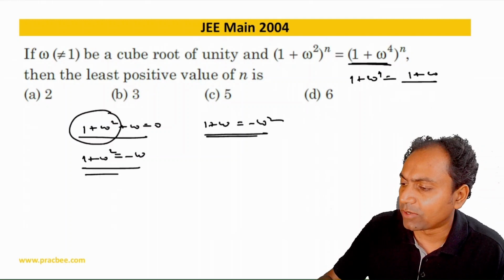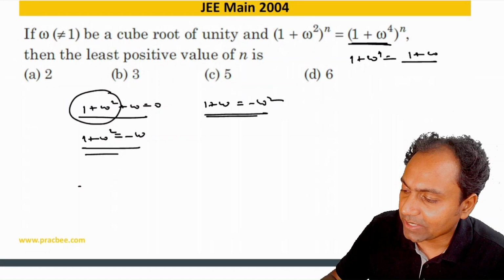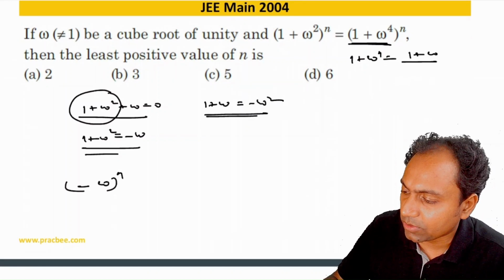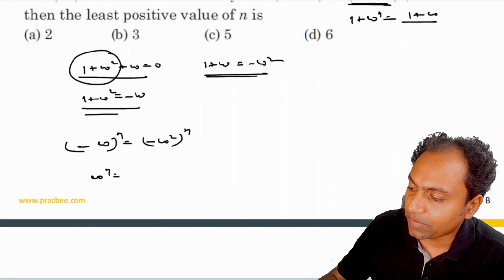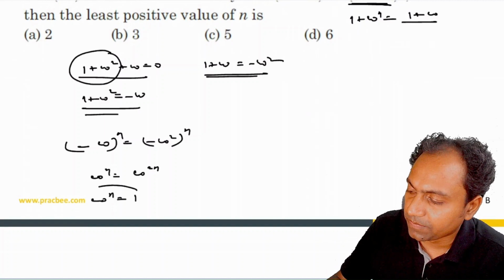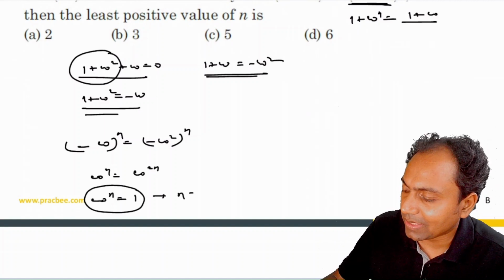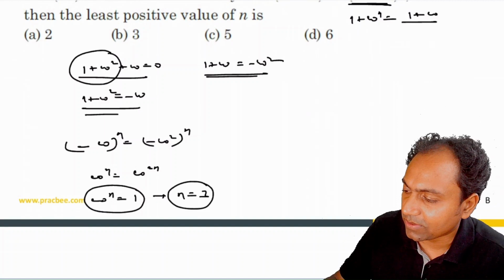Now if you take these two values and put it in the question, the left side becomes minus of omega raised to the power n. Right hand side becomes minus of omega square raised to the power n. So what we are getting ultimately is omega raised to the power n is equal to omega raised to the power 2n, or omega raised to the power n is equal to 1. This can only happen when n is a multiple of 3 and the lowest value can be 3.